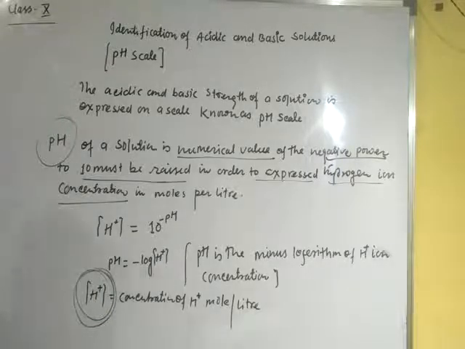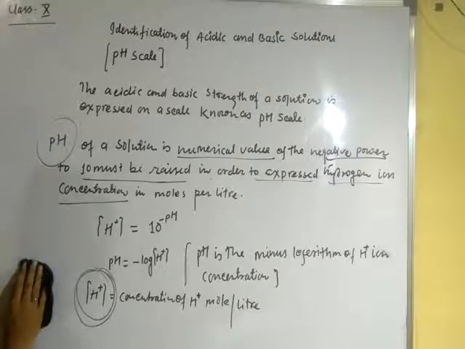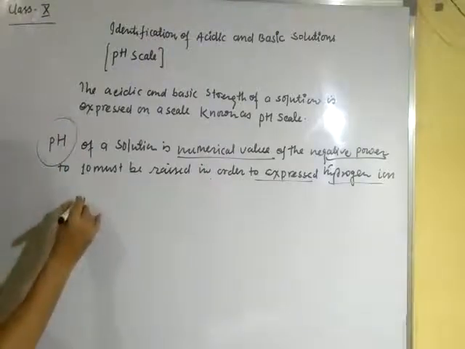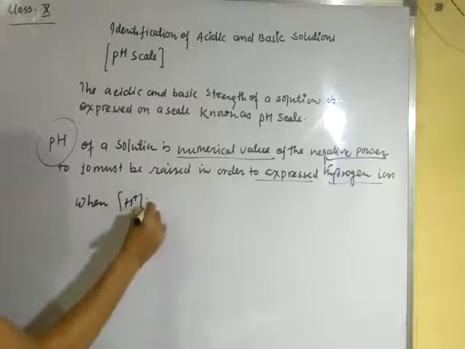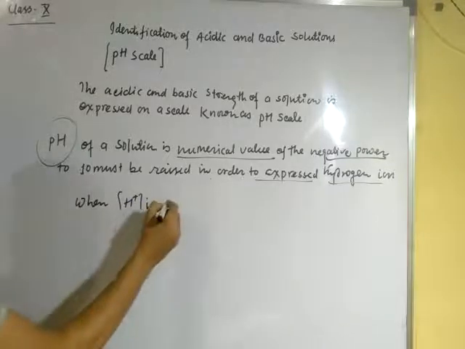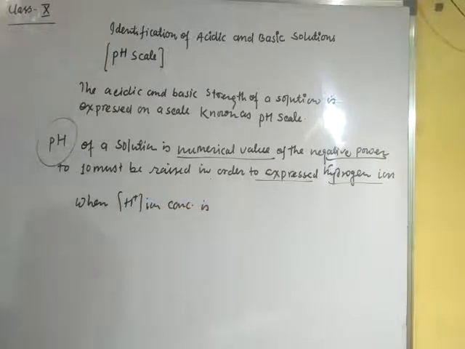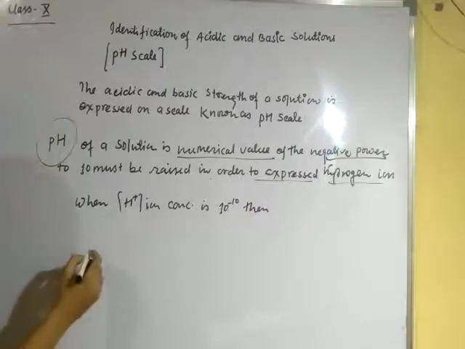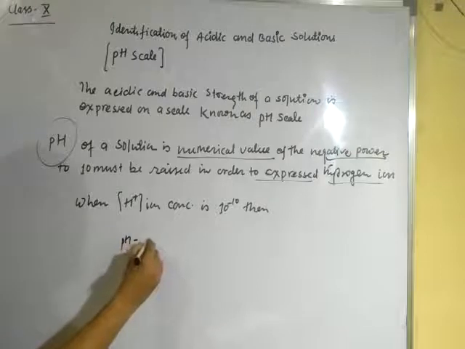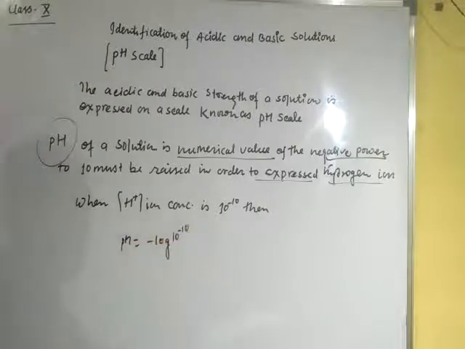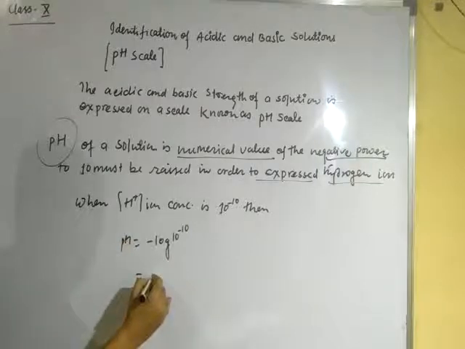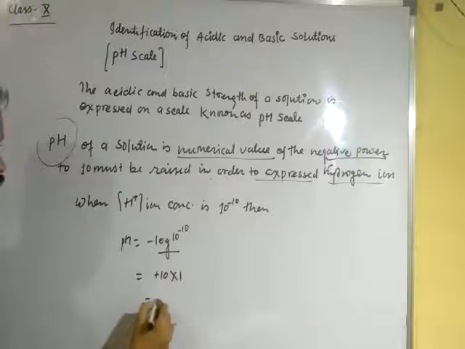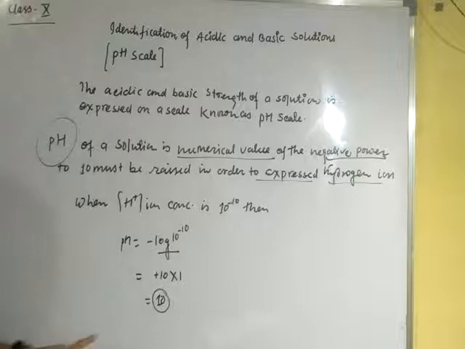Okay dear student. Now when the H plus ion concentration is 10 to the power minus 10, then pH is equal to minus log 10 to the power minus 10, and after solving it we find plus 10 into the value of log 10, which is equal to 1, so it is equal to 10. Clear? This is the pH value.